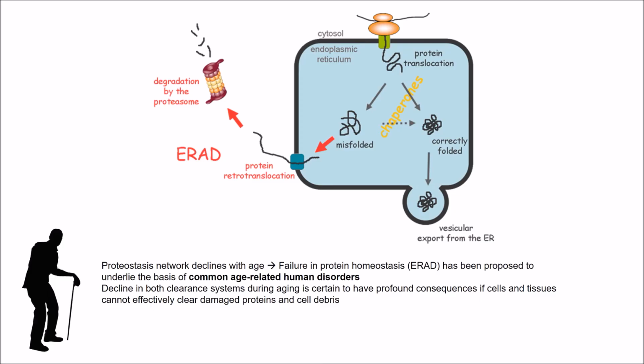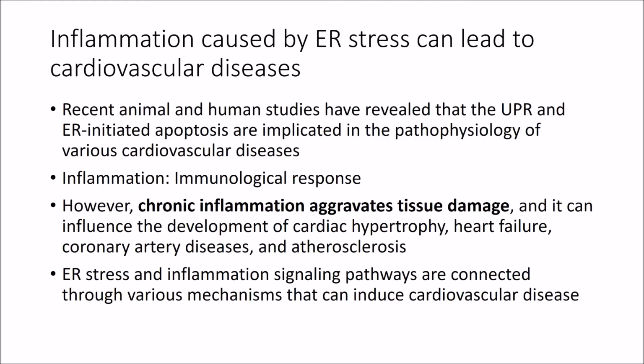Now that we are aware of how mutations in the proteostasis network lead to misfolded proteins that can cause ER stress, which can actually cause common age-related human disorders. And one of the most common age-related human disorders is cardiovascular disease.